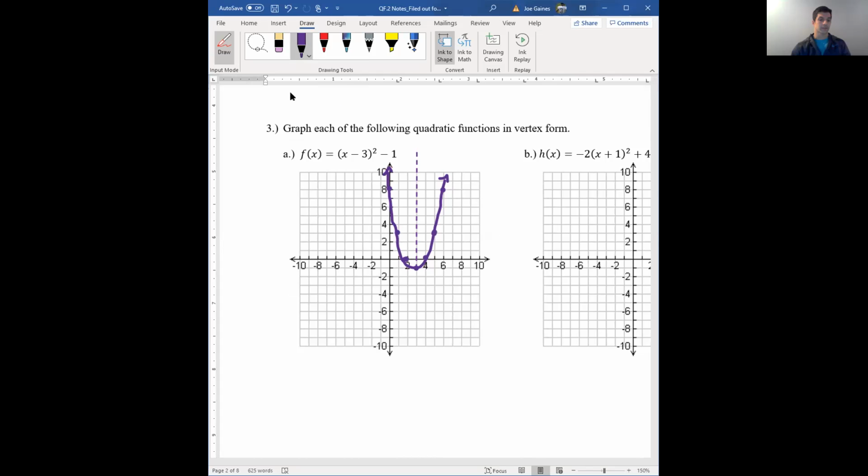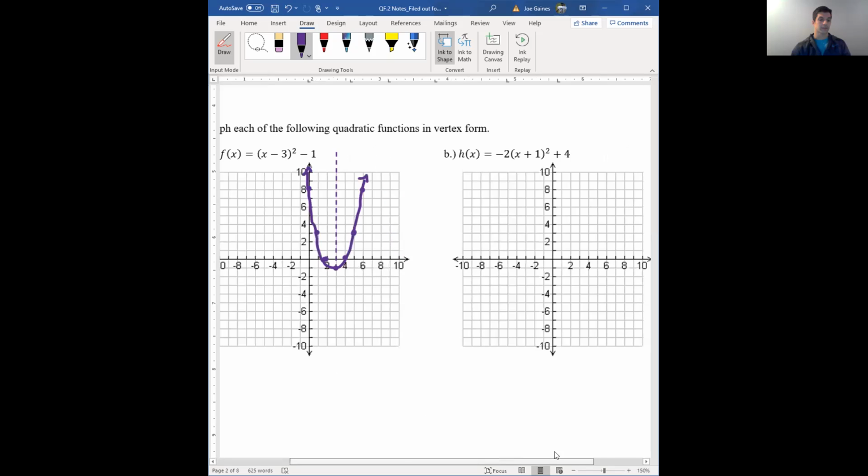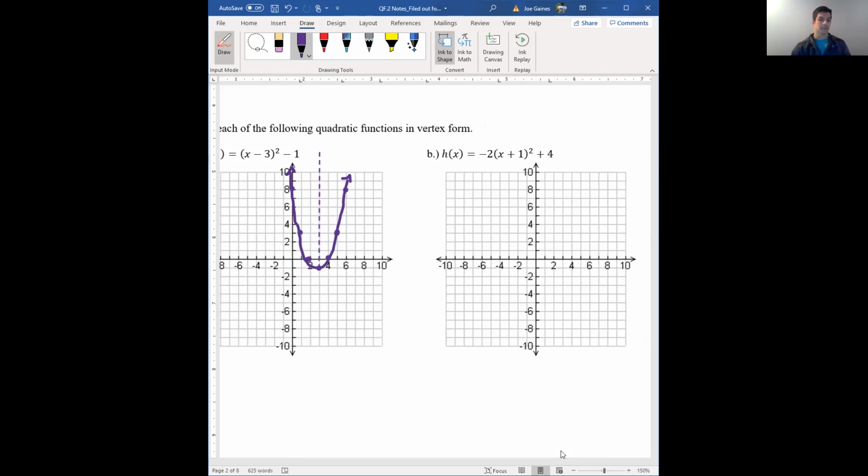Now let's take a look at another example. We're already again in vertex form. In 3b, we have h of x, which is equal to -2 times the quantity x plus 1 squared plus 4. So again, I'm going to start with my translations. I'm going to shift to the left 1 in this case and up 4. So I'm going to move left 1 and up 4. My first point is going to be at -1, 4. That is going to be my vertex.